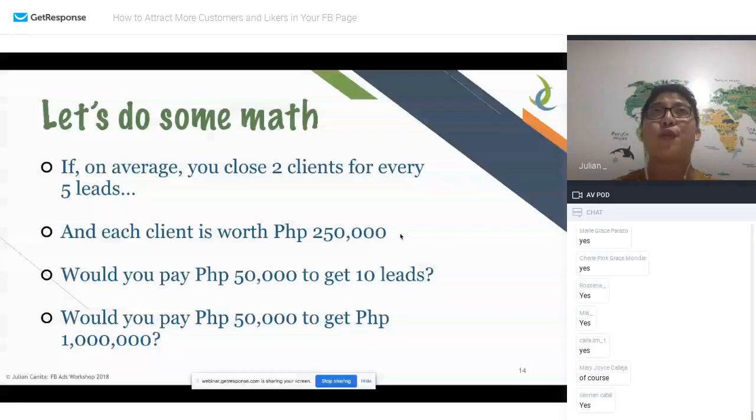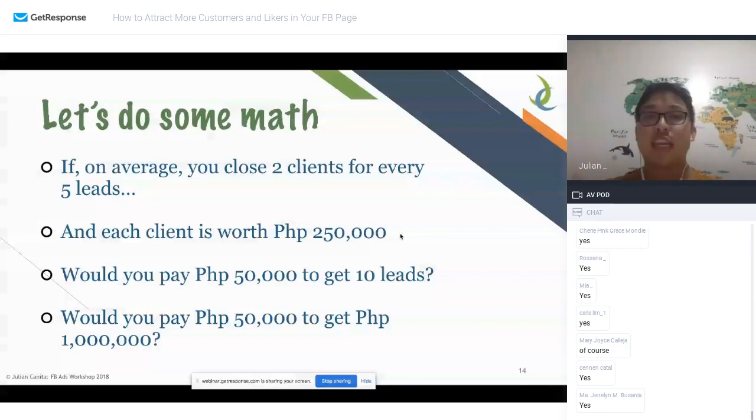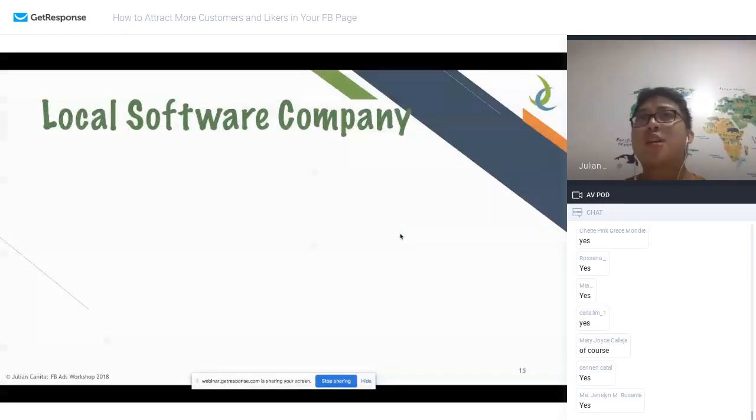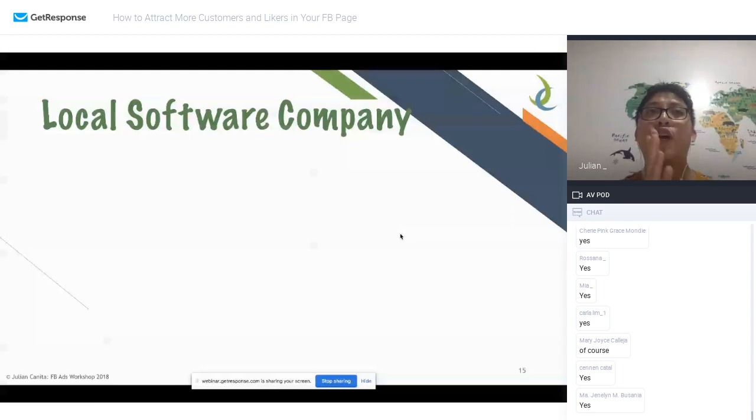We pay the platform, and we create a campaign or campaigns that will allow us to generate this kind of revenue. And we've actually done this already. So I'd like to share a few quick case studies of how we've used Facebook ads to generate customers for different clients of ours. And these are all in the Philippines.